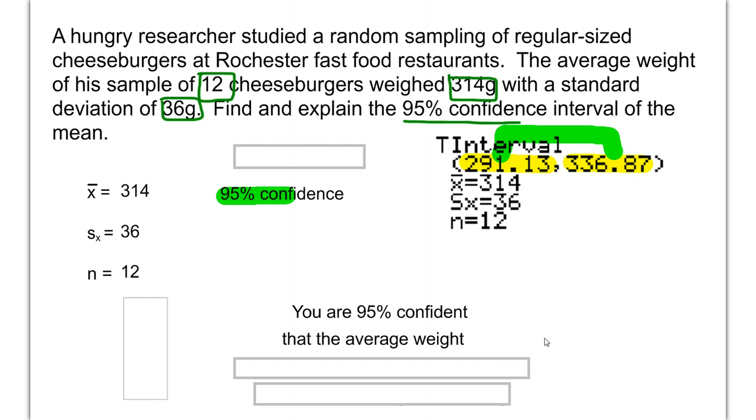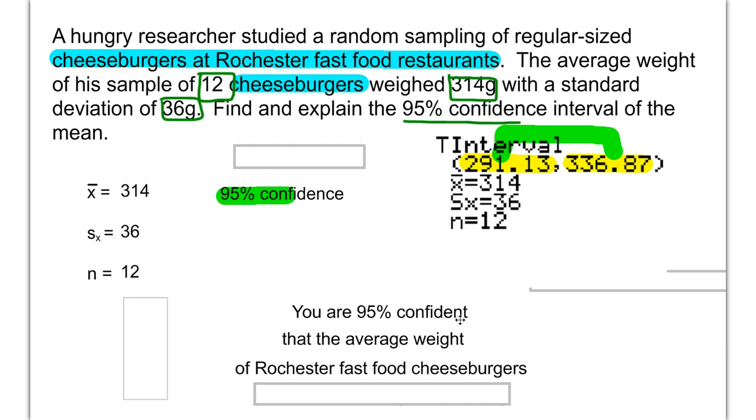What population mean are we looking for? We're looking at the average weight of something. So we're looking at, in this case, it says the average weight of, and what is our population? Our population refers to cheeseburgers at fast food restaurants in Rochester. So we are 95% confident about the average weight, because we're finding mu, the average, of Rochester fast food cheeseburgers. We're looking at cheeseburgers at fast food restaurants in Rochester. So we're trying to find the average weight of something in this entire population that we've defined.